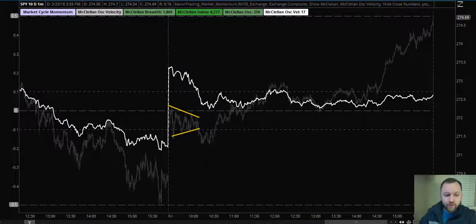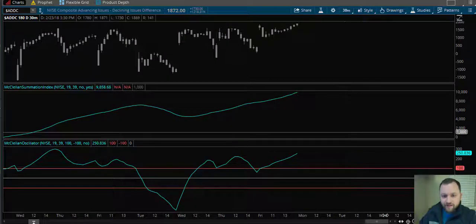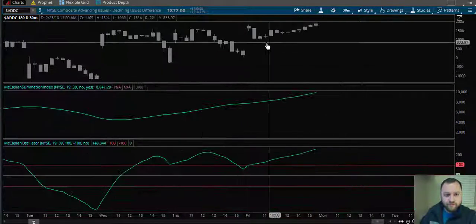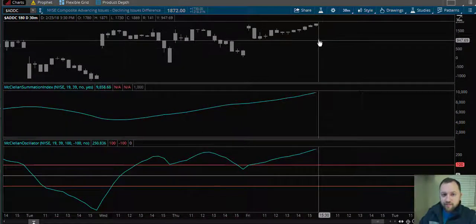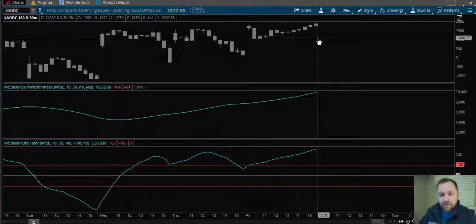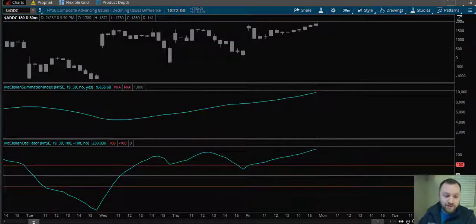And so that told me that this was probably going to break down, and it moved down. And what was really important about this breakdown was this. This is the advanced decline breadth number. It was able to stay up above 1,000. Even with prices declining, the market's breadth number was able to hold strongly positive.